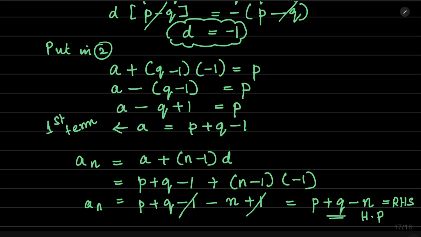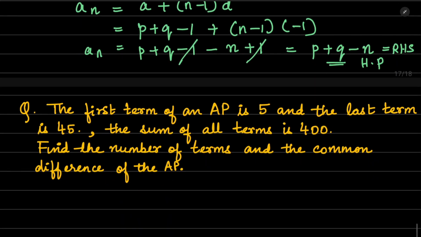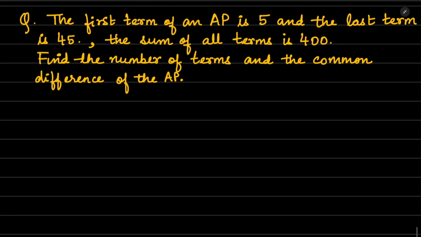So it's a very, very easy question and a very important question as well. Now, let's do another question. You are given the first term of an AP is 5 and the last term is 45. The sum of all terms is 400. Find the number of terms, that is n, and the common difference of the AP, d.